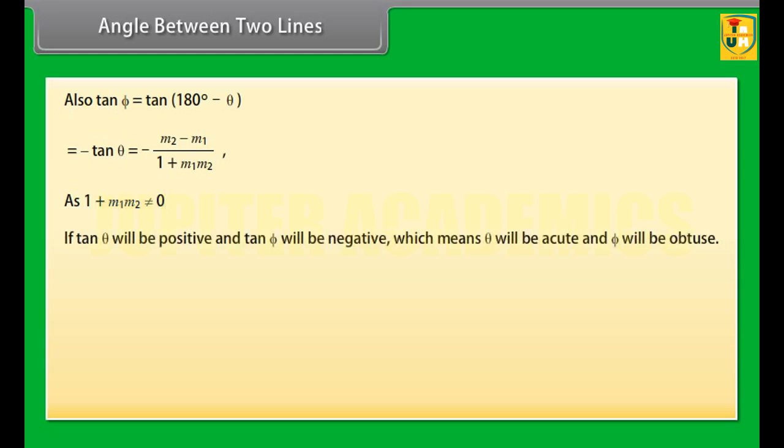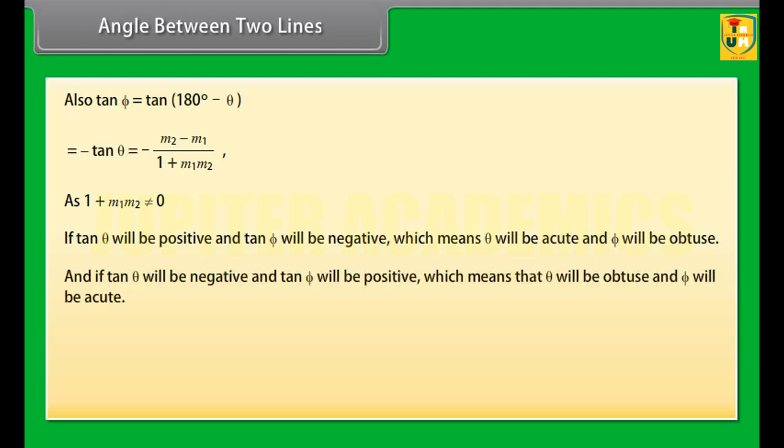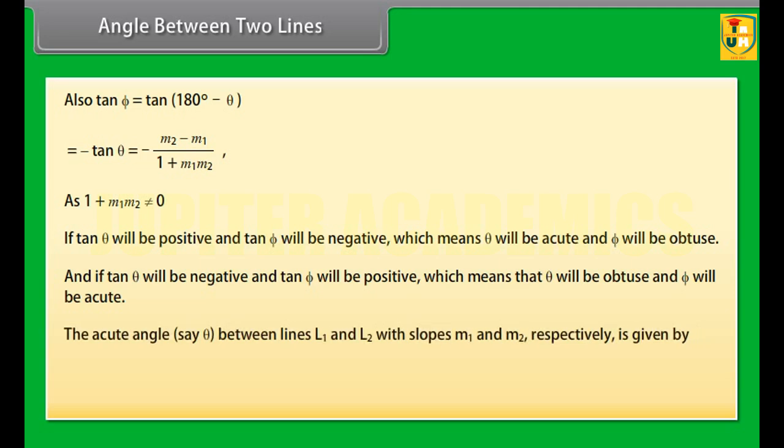If tan theta is positive and tan phi is negative, it means theta is acute and phi is obtuse. And if tan theta is negative and tan phi is positive, it means theta is obtuse and phi is acute. The acute angle theta between lines L1 and L2 with slopes m1 and m2 respectively is given by tan theta = modulus of (m2 - m1)/(1 + m1 m2), as 1 + m1 m2 is not equal to 0.